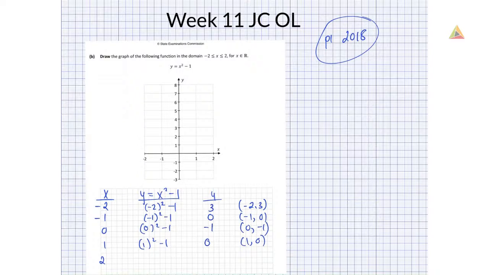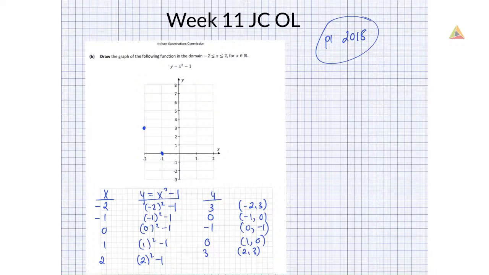And the last point then, 2. So we put in 2 squared minus 1, which is 4 minus 1, which is 3. And that's going to be the point 2 and 3. So we're going to plot these points now. So the first point there is minus 2, 3. So minus 2 on the x-axis here and 3 is there. So that's where the first point goes. Next point is minus 1, 0. So go to minus 1 on the x-axis and 0 on the y-axis. It doesn't move. So that's the point.